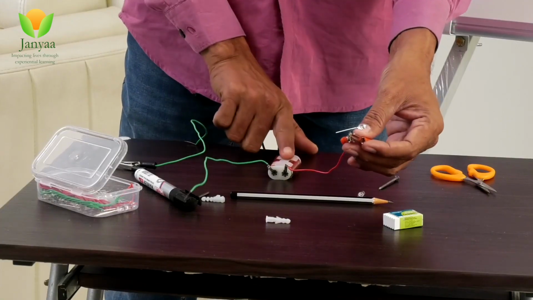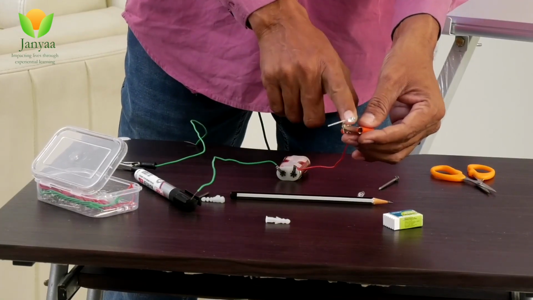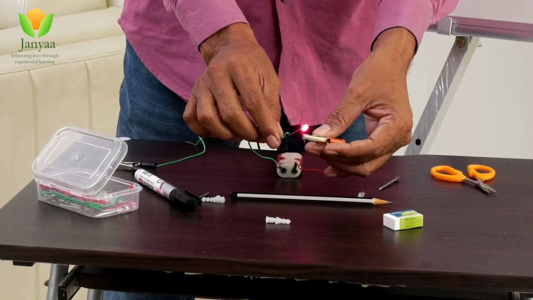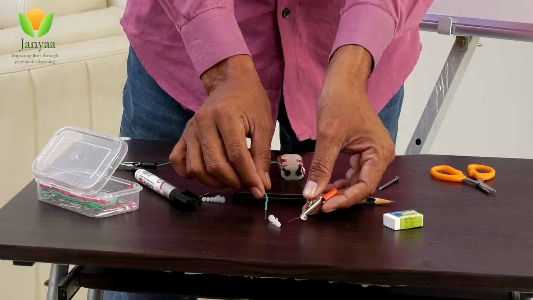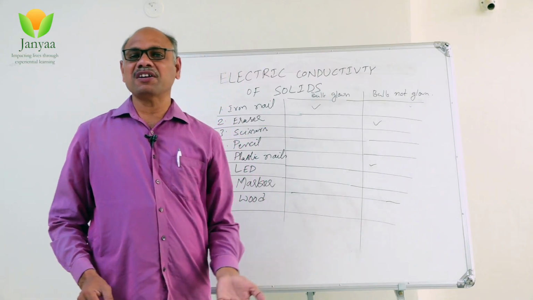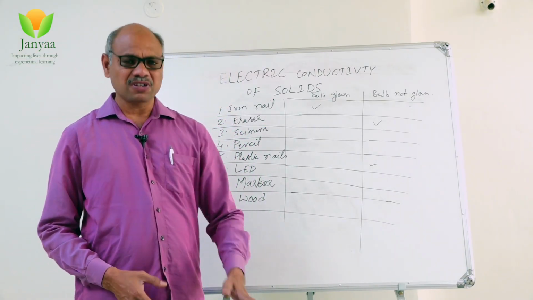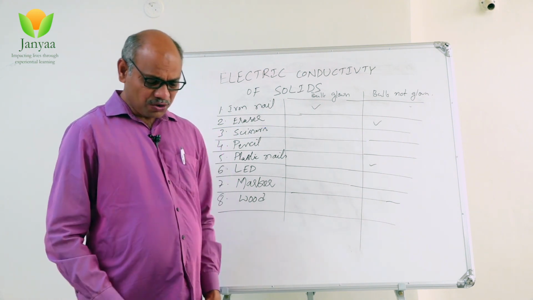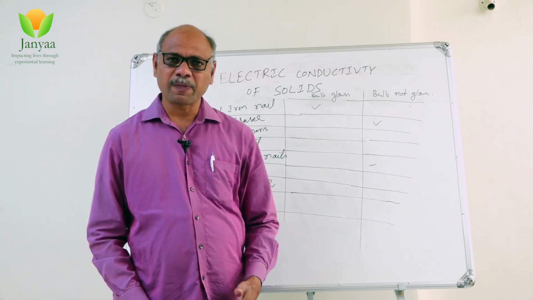In this way you collect a variety of materials and check with a very simple device, a tester. What is the tester? We have some batteries connected with wires and an LED bulb, and in between, if you keep any object and it allows the current, if it is a conductor, the bulb glows. If it is not a conductor, the bulb does not glow. In that way you can test different materials.